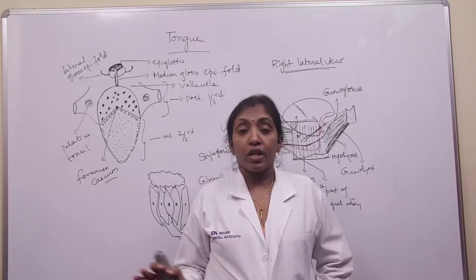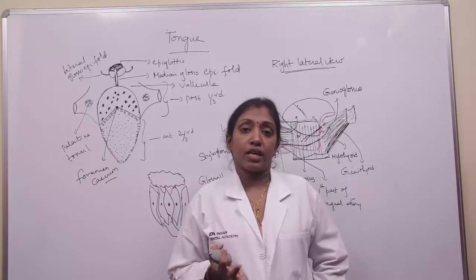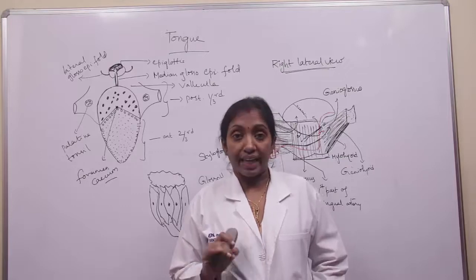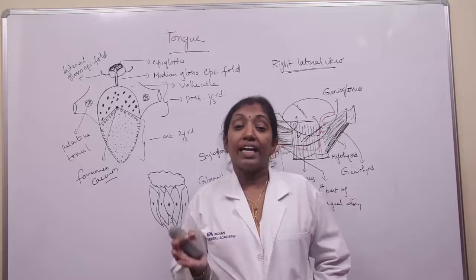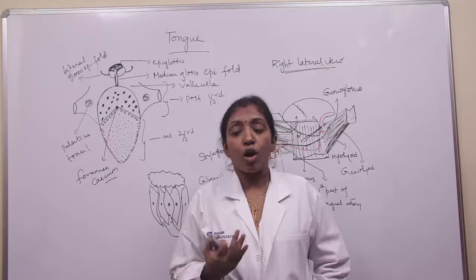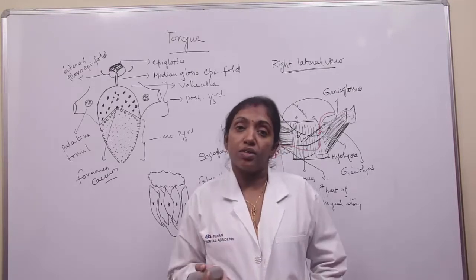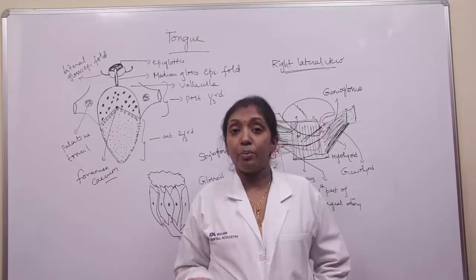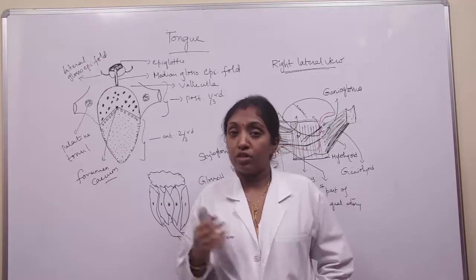And coming to the actions of the genioglossus, it helps in the protrusion of the tongue and makes the dorsal surface concave. And also the genioglossus is considered a safety muscle because it does not allow the tongue to fall backwards. If the tongue falls backwards, what happens? It causes obstruction while breathing. So genioglossus is a safety muscle because it does not allow the tongue to fall backwards. So that's about the genioglossus.